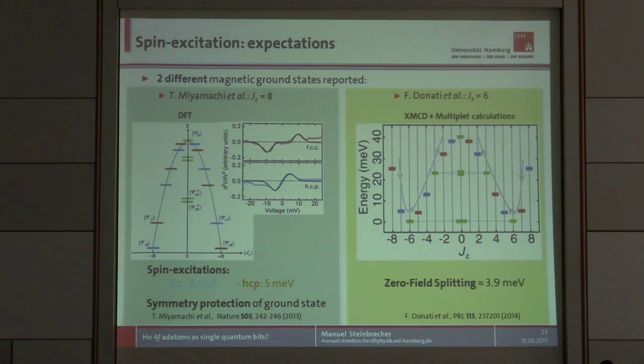If you look in the work of Harald Brune and co-workers, then you will find that they have performed XMCD and multiplet calculations like you have just learned in the talks before, and obtained a ground state of Jz equals 6 directly from experiment. This Jz equals 6 is this mixed state here, which has the lowest energy, and the outer states even go up in energy again. The zero field splitting would be something like 4 microelectron volts. So maybe we can see some of these excitations here.